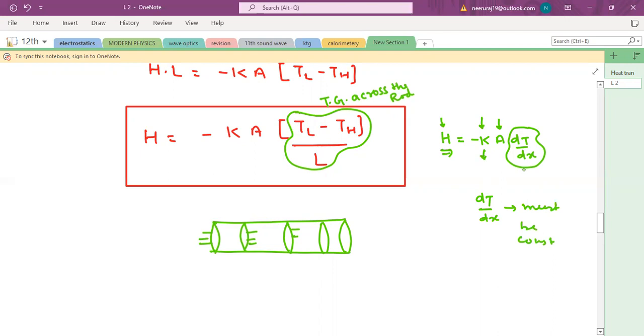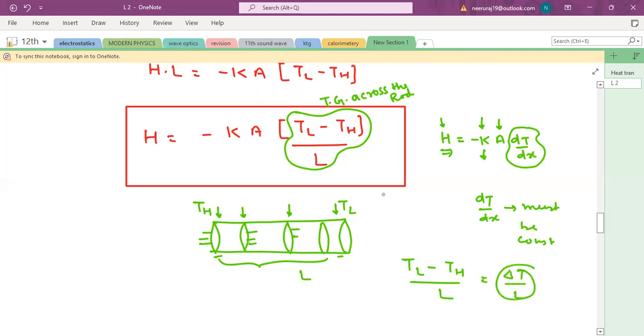If dT by dx is constant, it is nothing but the rate of change of temperature with respect to length. So you can write this side temperature is T high, this side temperature is T low, and the total length is L. If I ask you the temperature gradient across this complete cylinder, because it is constant, the same temperature gradient will be between any 2 points. So I calculate between this and this point, how much will it be, children? It will be T low minus T high divided by L. Rate of change of temperature: upside it is change in temperature, and downside it is length.